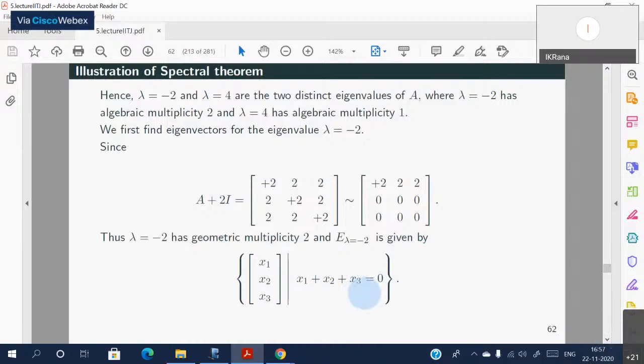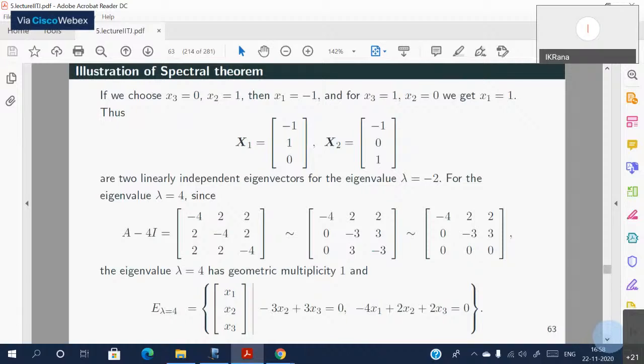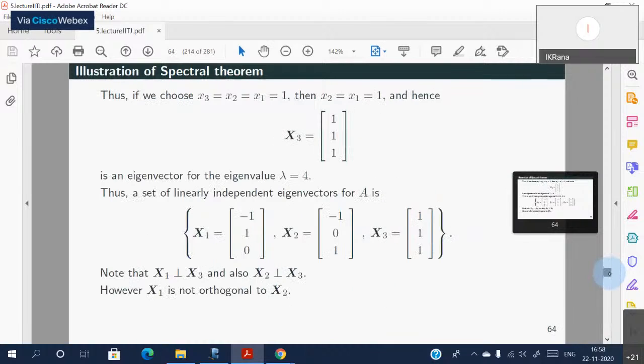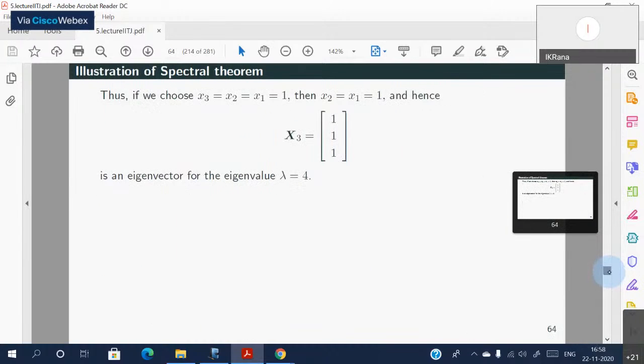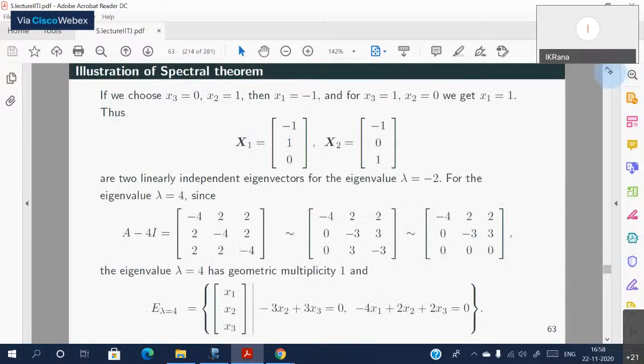Or the eigensubspace is described by this equation, so you can give x3 equal to 1 and x2 equal to 0, you'll get x1, and you'll get two eigenvectors. Similarly, for the other eigenvalue lambda equal to 4, the algebraic multiplicity is 1, and the geometric multiplicity is also 1 because the rank is equal to 2 for A minus lambda I. So you find a basis for the eigenvectors, but they may not be perpendicular.